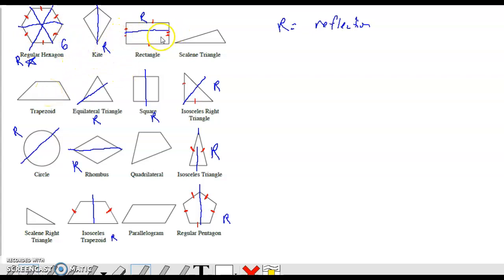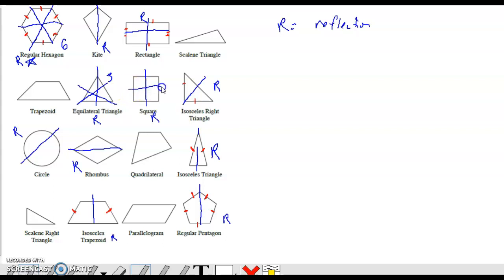Rectangle, we've already seen it with 1. Let's see if it has any more. So I know if I go down like this, that would be 2. I can't go across, so it looks like this one is only with our 2. Not a regular, sorry, equilateral triangle. I can cut it this way. I can cut it this way. So this one has 3. So it does not have more than 3, so I'm not going to star it.